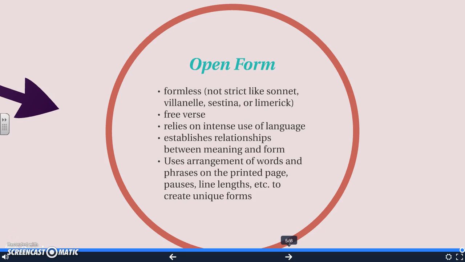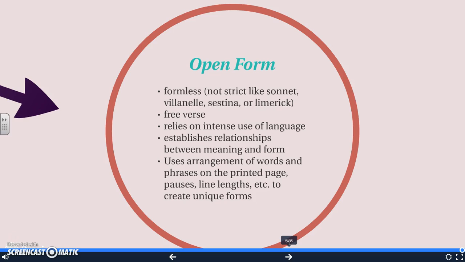It could be in shapes. It could be in different sizes. A line can look like a stanza can look like a paragraph. It has no set form. And the author relies instead on the intensity and the use of language to build the relationship between the meaning and the form. The form of the poem and the style that it's written in can fit with the idea of the words and what it means.